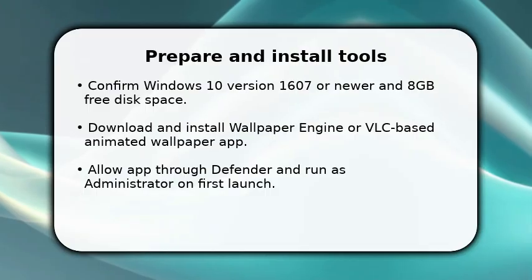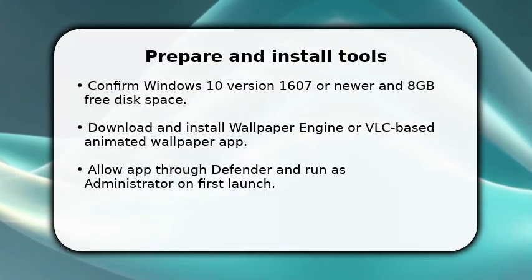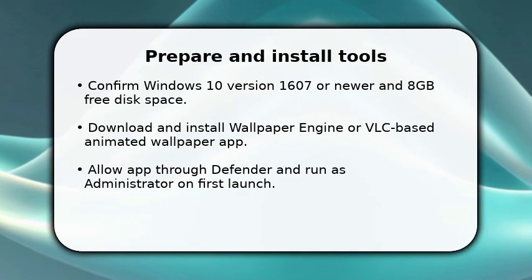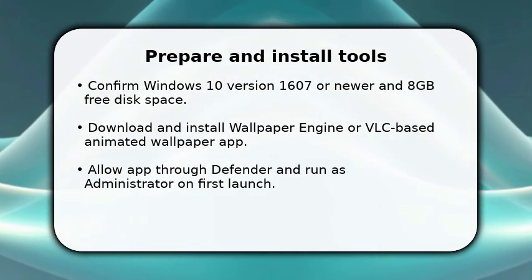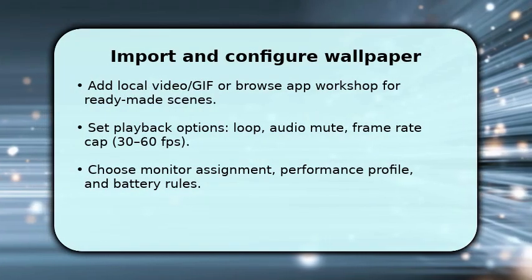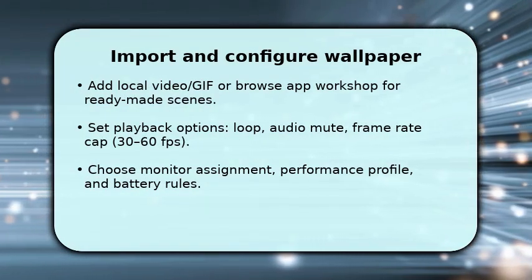After installation, open the app and sign in or skip optional syncing. Then proceed to import or select your animated wallpaper source. Now import your media. Click Add or Browse and pick a video, GIF, or workshop scene.